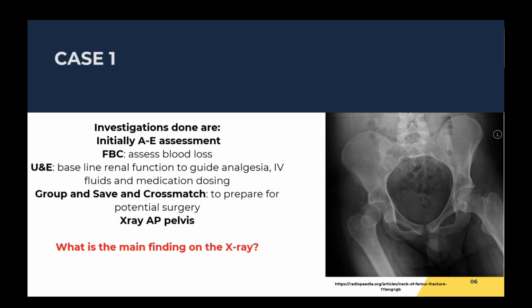Okay, so investigations that we would normally do here are, you would do initial A2E assessment. You would do an FBC, like Ishan said, to assess blood loss. And you can do UNEs for a baseline renal function to guide any sort of analgesia or IV fluids that they might be given.